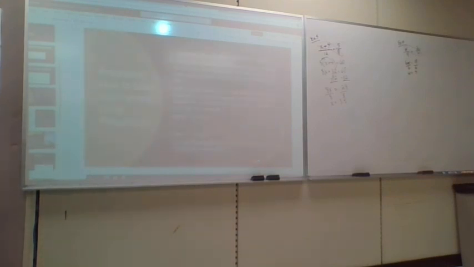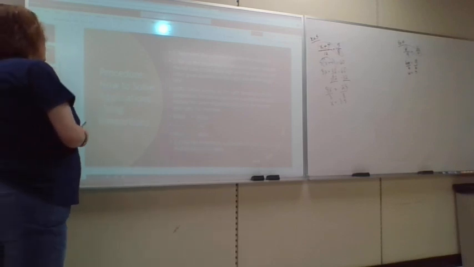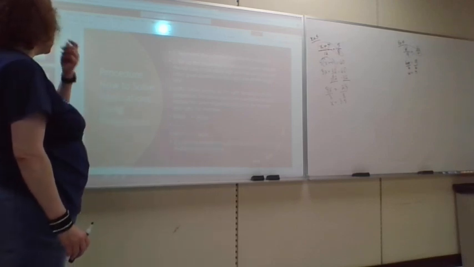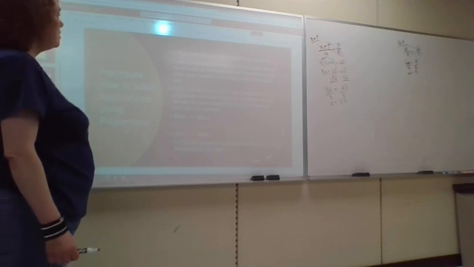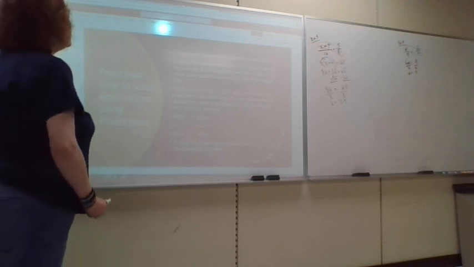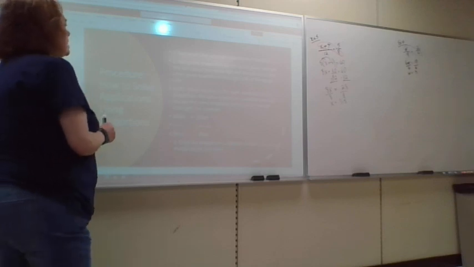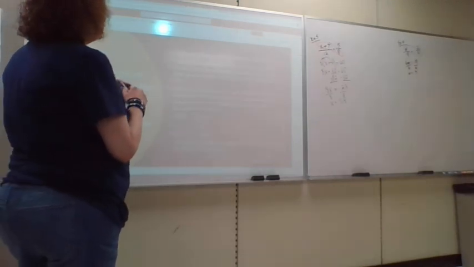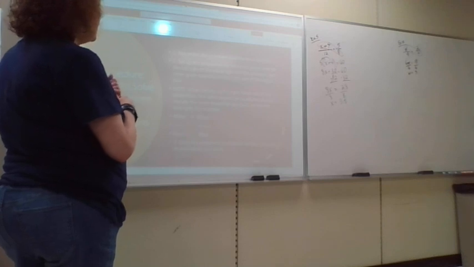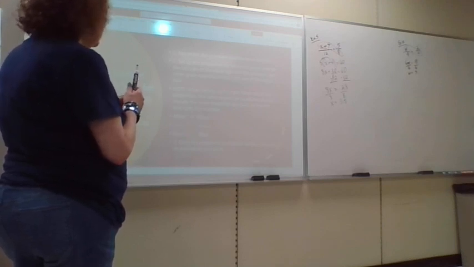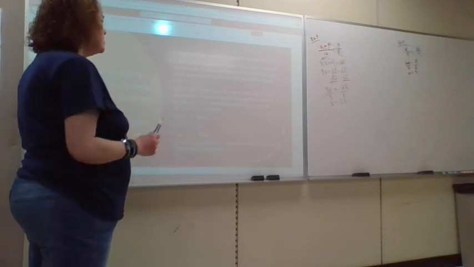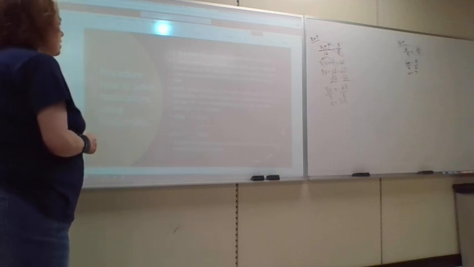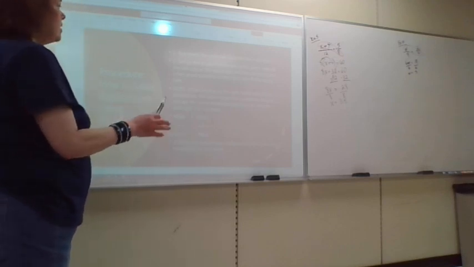Now the next thing is the procedure on how we solve applications using proportions. So we're going to represent the unknown by a variable. Then we set up the proportion by listing the given proportion on the left side of the equal sign and the unknown and the other given quantity on the right side. Note, the quantities must be in the same position on the left and right.